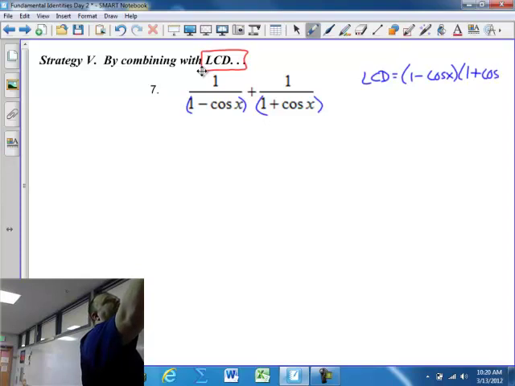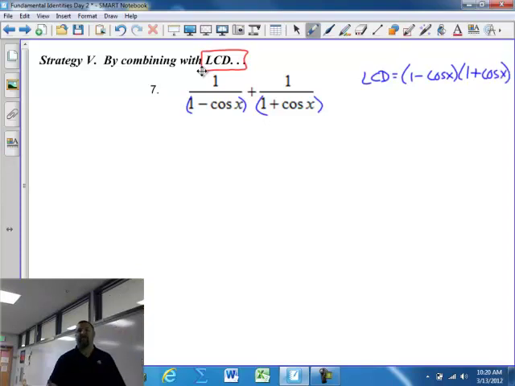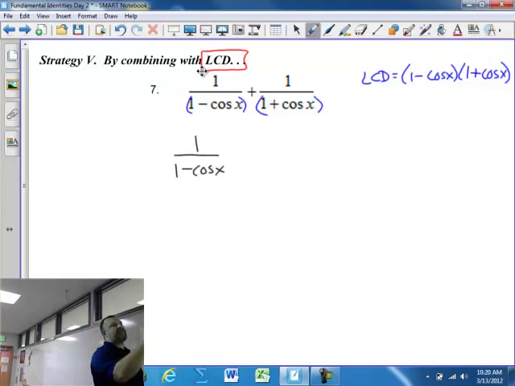Earlier in the year when we had equations, we were able to multiply everything through and get rid of the denominators. We can't do that here because we have to work on one side only, and in this problem there actually is no equal sign. So we're going to have to add the fractions together. We're going to take the original problem, 1 over 1 minus cosine of x, plus 1 over 1 plus cosine of x.